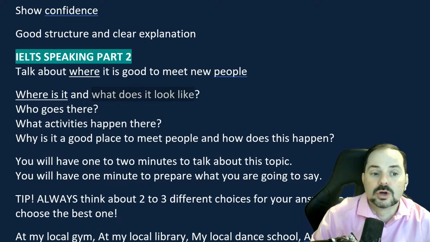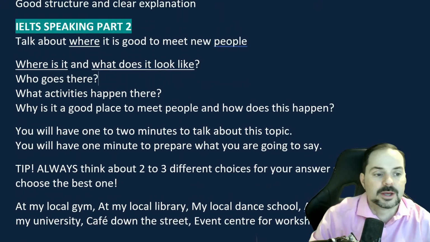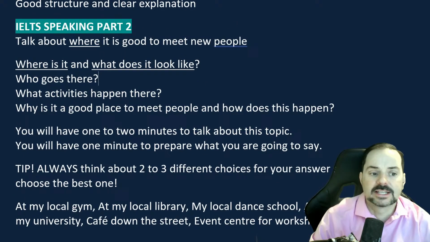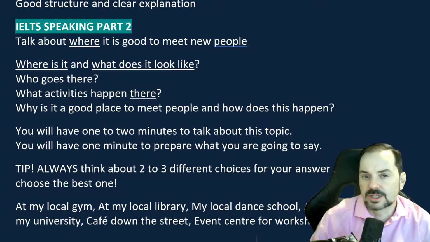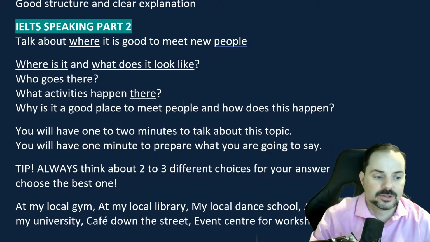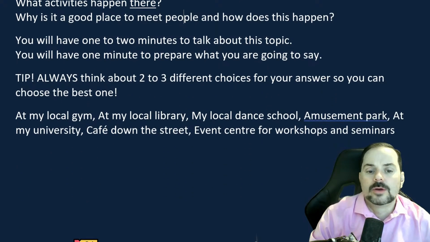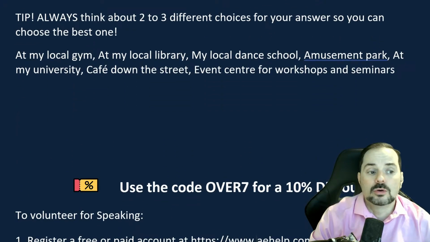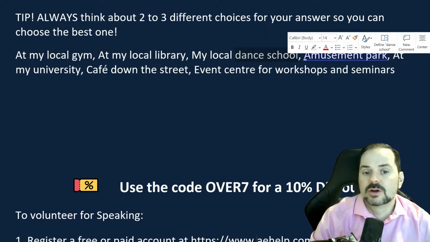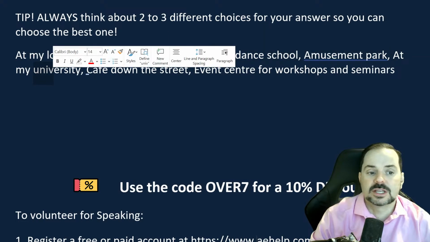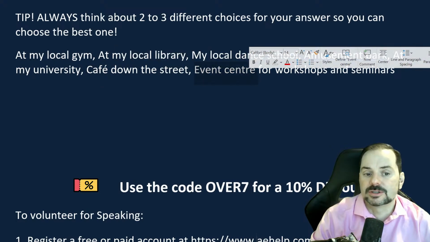And what does it look like, right? You can't really describe what a seminar looks like. It's a bit awkward, okay? What activities happen there? So if you look at the questions, you notice that you're talking about a place here, okay? All right, so we've got local gym, we've got the library, we've got the dance school, we've got an amusement park, university, cafe, event center, all right?